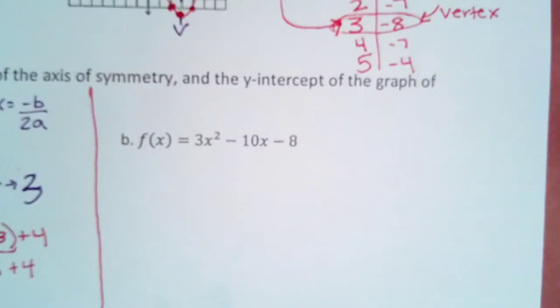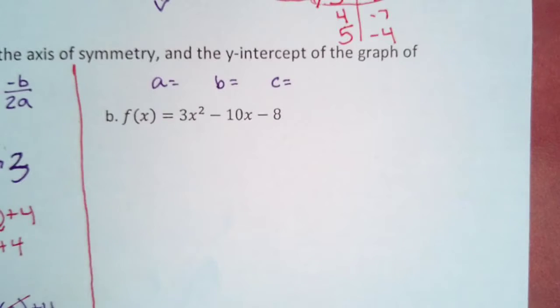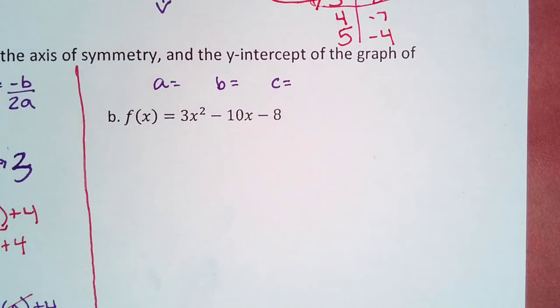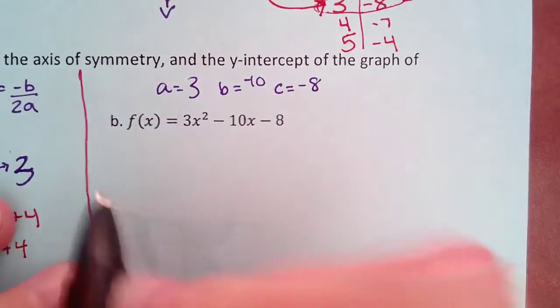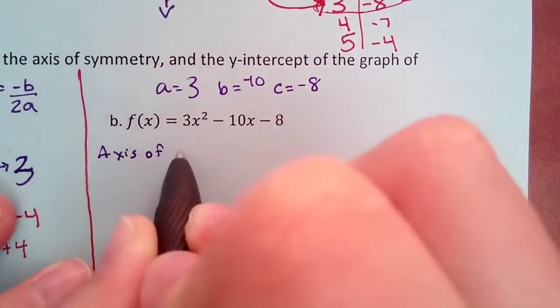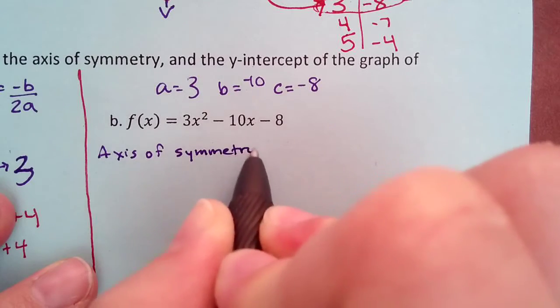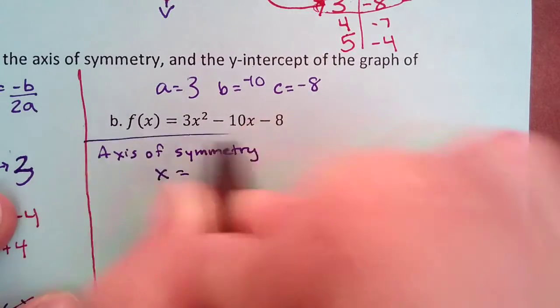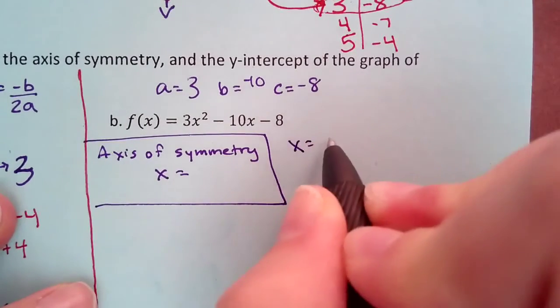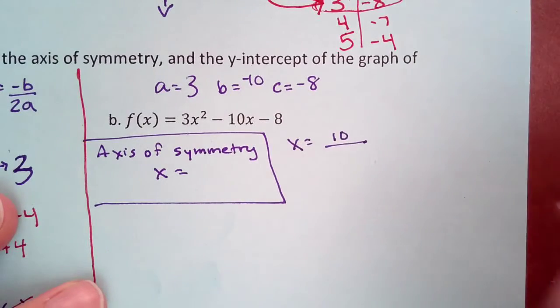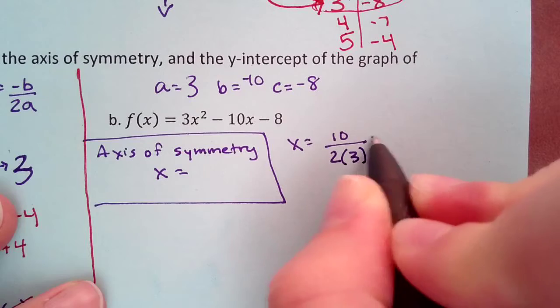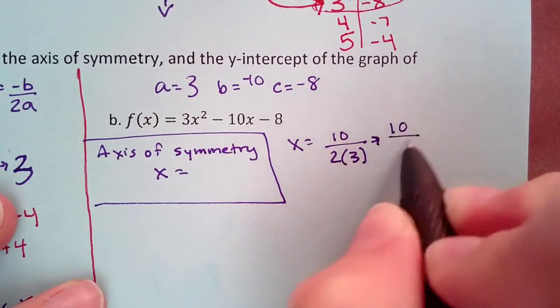So let's go ahead and look at this one. First step, identify what's our A, what's our B, what's our C. What's our A? 3. What's our B? What's our C? Okay, so let's find the axis of symmetry. X equals something. So X equals the opposite of B. B is negative 10. Opposite of that, positive 10, over 2 times A, which is 3.